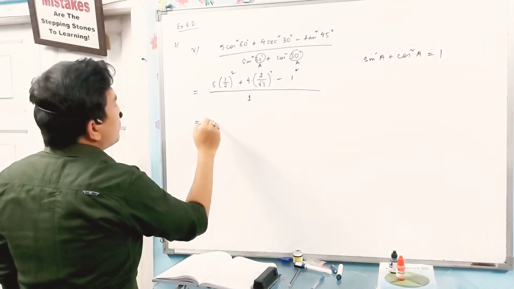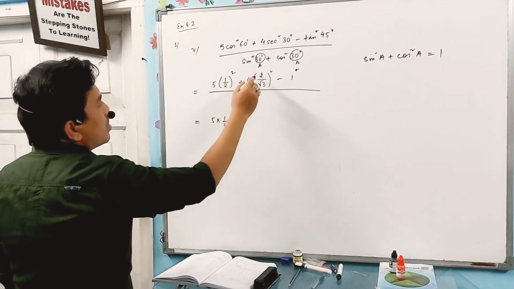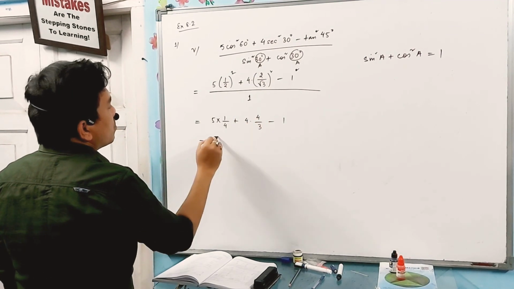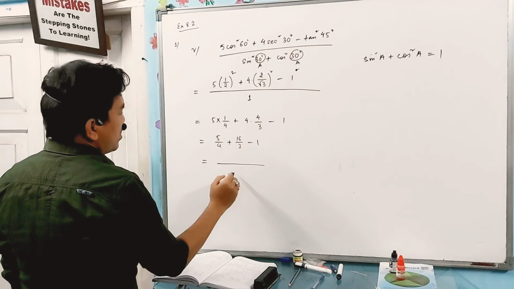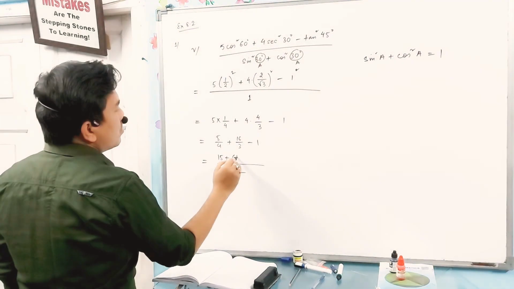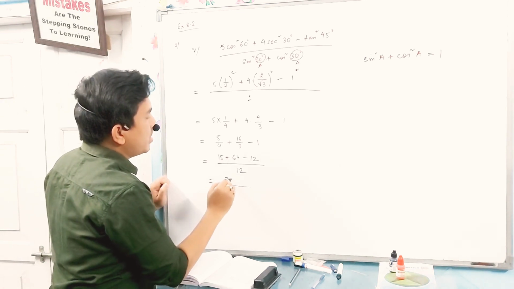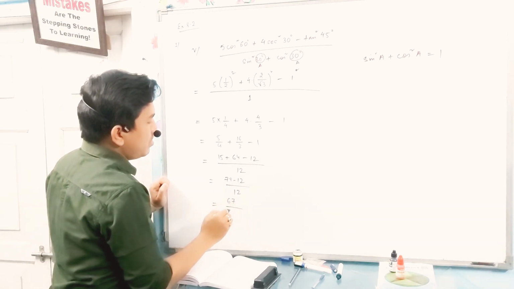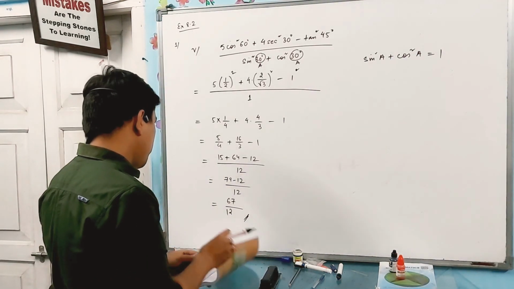Now 5 into 1 by 2 square is what? 1 by 2 square will be 1 by 4, so 5 by 4, plus here 4 into 2 by root 3 square is what? 16 by 3, minus 1. So 5 by 4 plus 16 by 3 minus 1. What is the LCM? 12 will be the LCM. 4 threes are 12, 3 fives are 15. 3 fours are 12, 4 sixteens are 64, minus 12. So what will you get? 15 plus 64 is 79, minus 12, by 12. And we got 67 by 12. I hope this is the answer at the back. Let me check the answer.